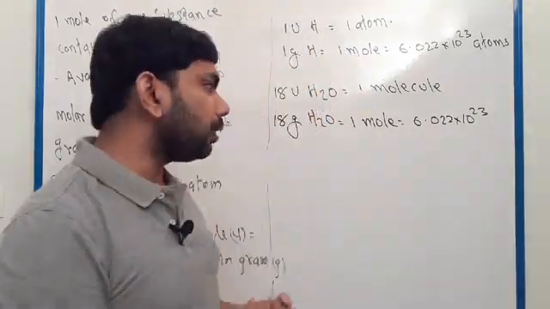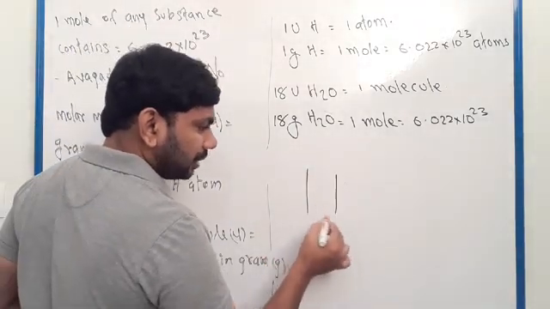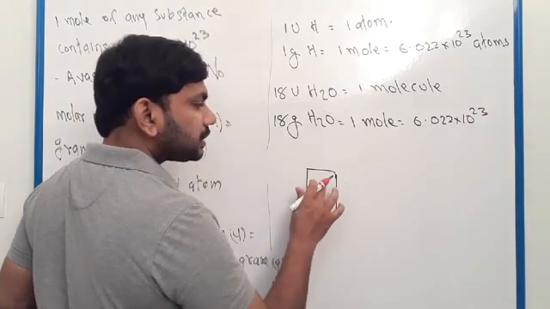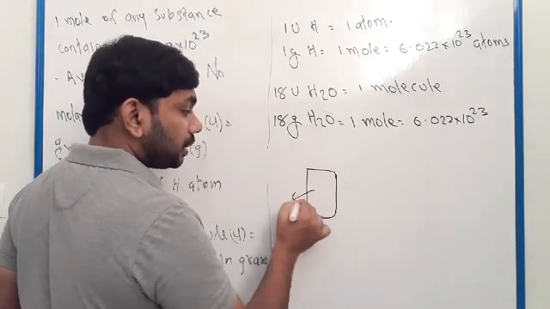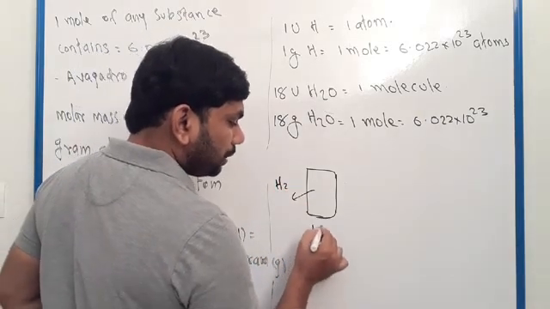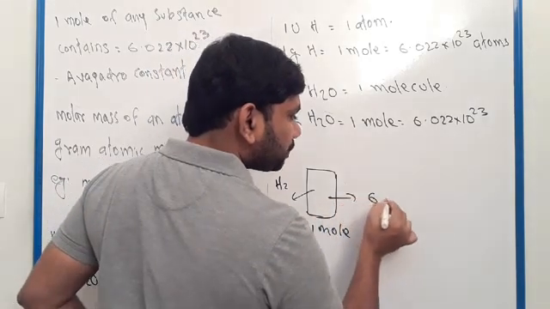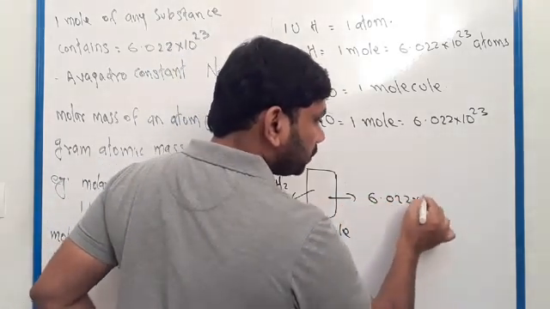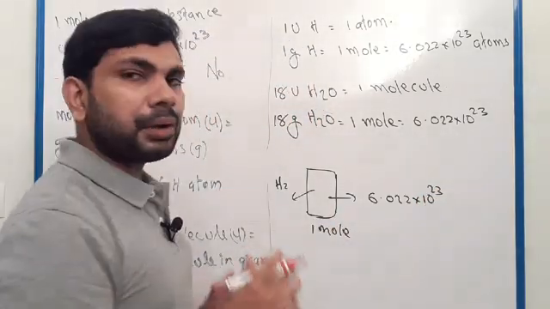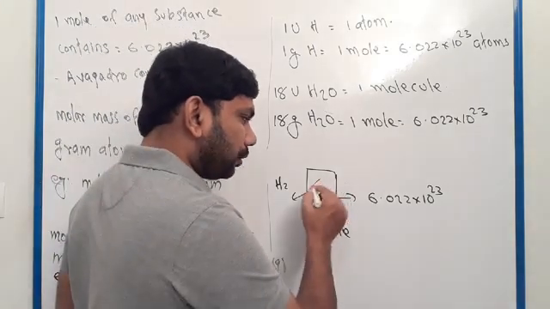You take 1 mole hydrogen. Imagine you have a container. This container contains 1 mole hydrogen gas. It means this is 1 mole, and it contains 6.022 into 10 power 23 hydrogen particles.